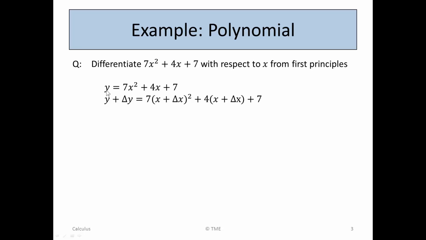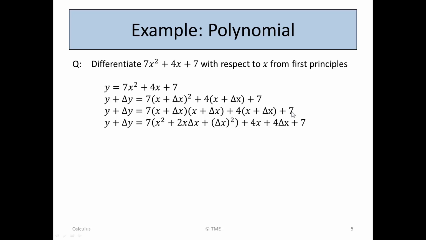And everywhere we had y, we're putting in y plus delta y. And where we had x, we substitute x plus delta x. So y plus delta y becomes 7 into x plus delta x squared plus 4 times x plus delta x plus 7. Or y plus delta y is 7 into x plus delta x times x plus delta x instead of the square, plus 4 times x plus delta x plus 7.